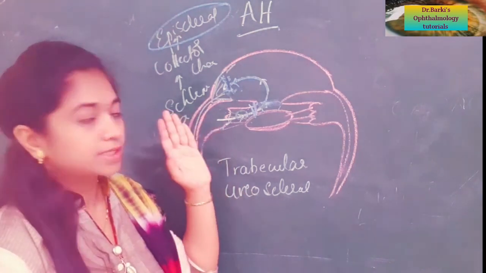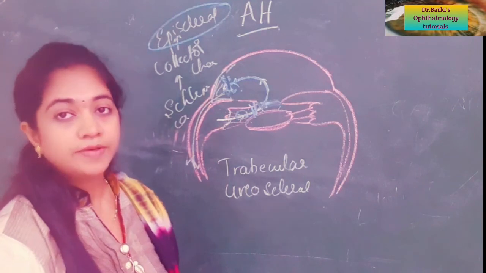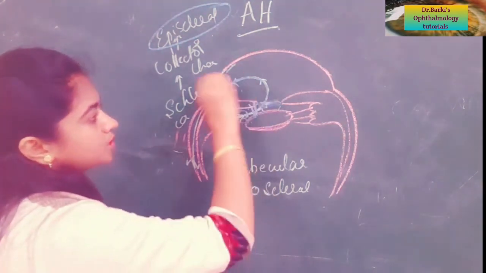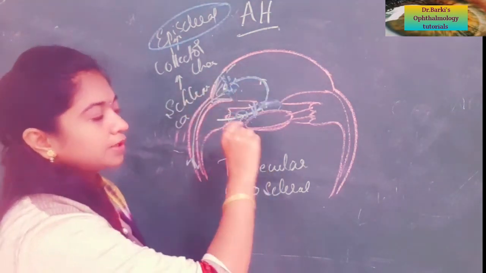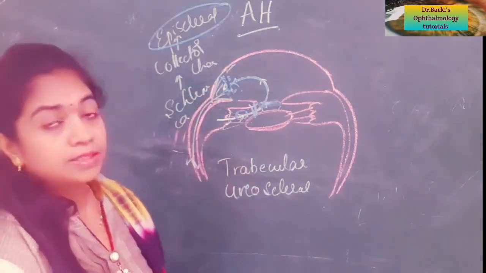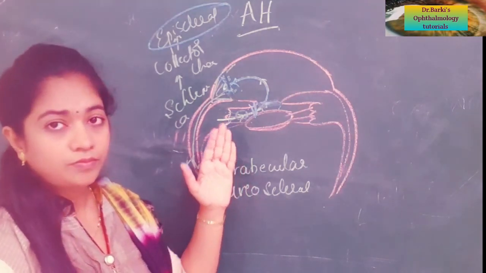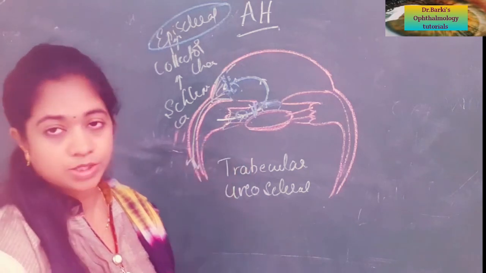The aqueous is getting drained through the episcleral veins. If the pressure in the episcleral venous system itself is more, all this process will not happen. It means the fluid will stay here only, because of the pressure gradient it is not able to get drained. The normal episcleral venous pressure is 8 to 10 mm. If it is more than this, there is a problem with the drainage of the aqueous.